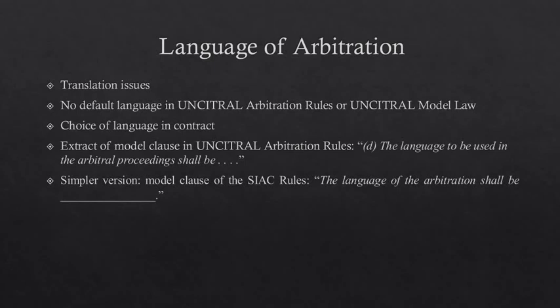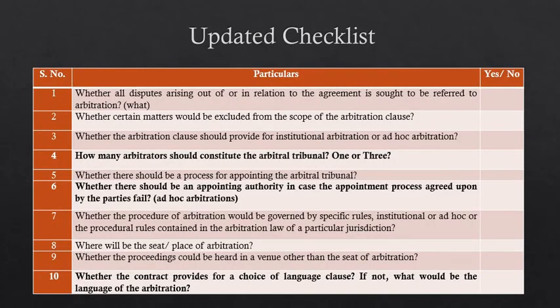Now we will update the checklist that we created in the last lecture. Notice here that serial numbers 4, 6 and 10 are additions in the checklist pursuant to the discussions in this lecture. Serial number 4 says how many arbitrators should constitute the arbitral tribunal, 1 or 3. Note that it is possible for parties to appoint even a 5-member arbitral tribunal. But that could depend on the number of parties involved and in case of very, very large arbitration. But 5-member tribunals are extremely rare.